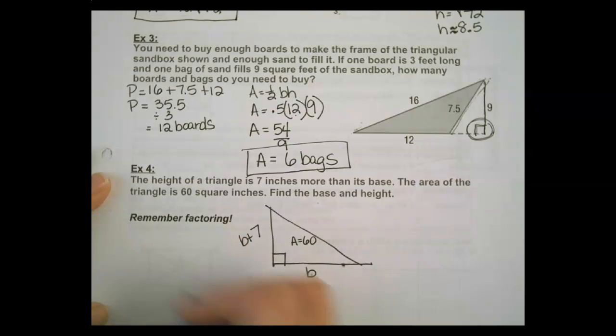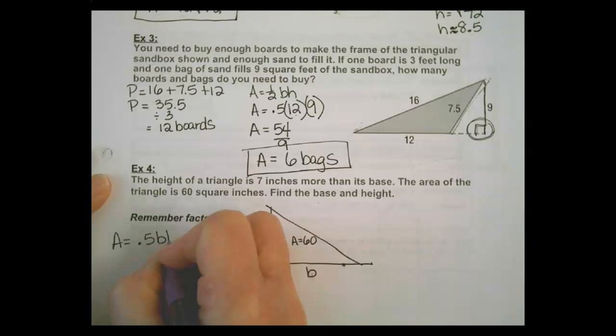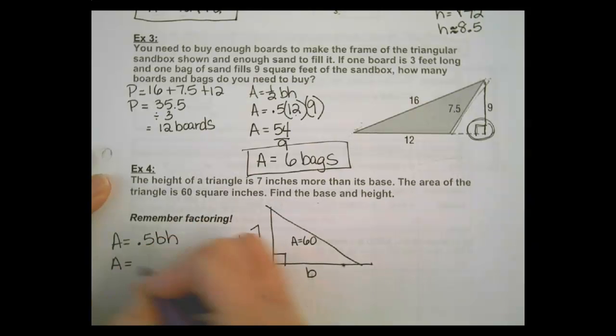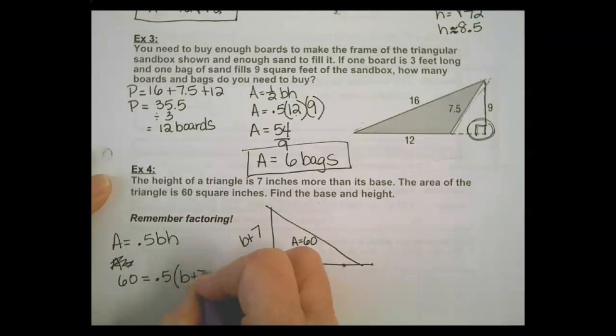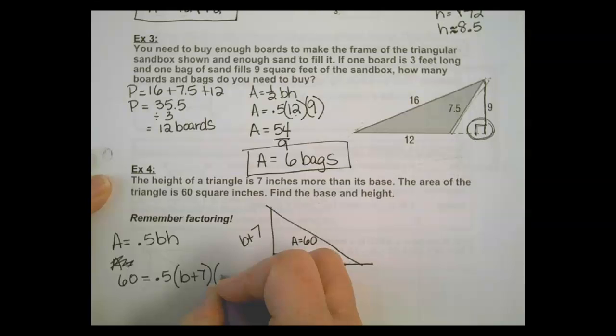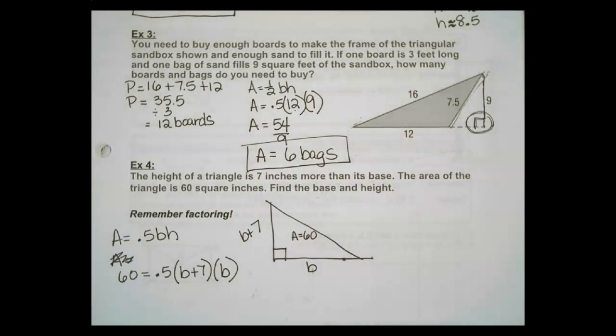So we know the area. So A equals 1/2 base times height. A equals, oops, sorry, we already know the A. The A is 60. 60 equals 1/2 times b plus 7 times b. Gosh, this is going to get fun.